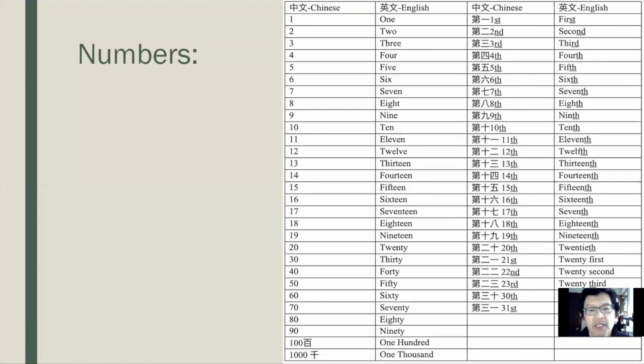These are the numbers in English. You should know them quite well by now. 1, 2, 3, 4, 5, 6, 7, 8, 9, 10. Above 10, they are 12, 13, 14, 15, 16, 17, 18, 19. Then you have 20, 30, 40, 50, 60, 70, 80, 90, 100, 1000.